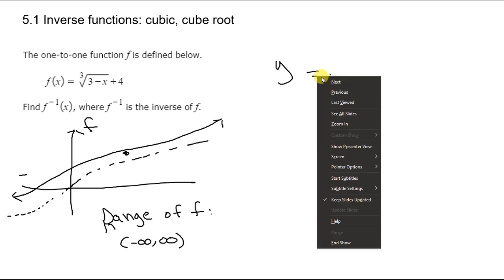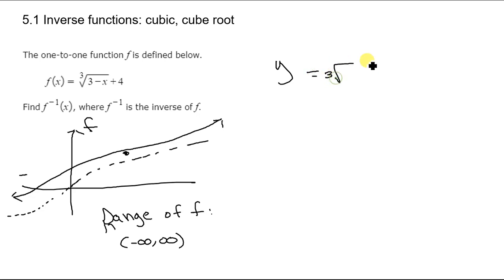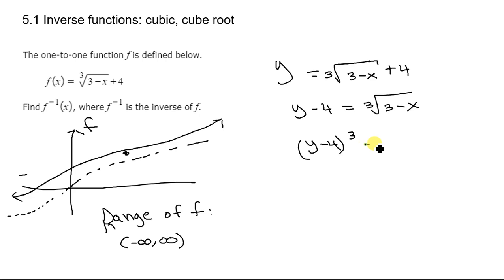Set y equal to the cube root of (3 minus x) plus 4. Now we want to solve for x, so let's subtract 4 first. Cube root of (3 minus x). Now let's cube both sides. (y minus 4) raised to the cube power will be equal to 3 minus x. Now, we need to solve for x. So let's add x to both sides and then subtract by this term. That says that x is equal to 3 minus (y minus 4) quantity cubed.